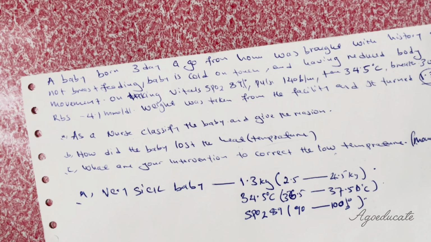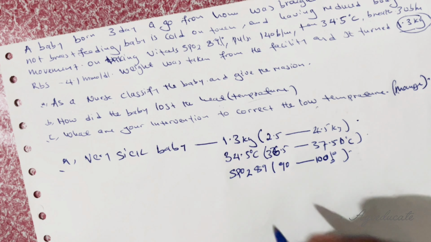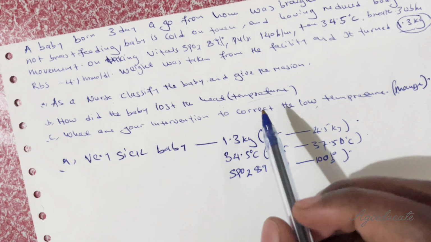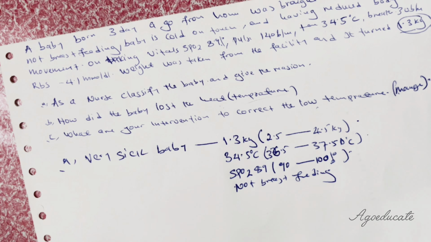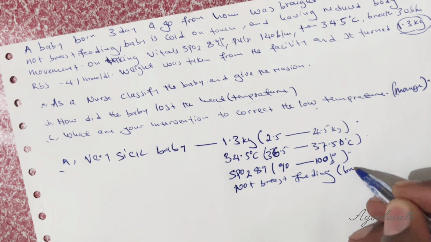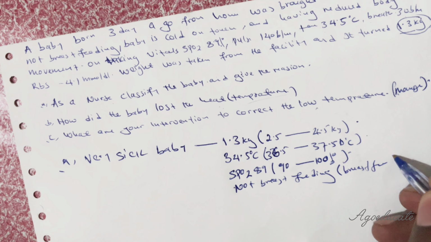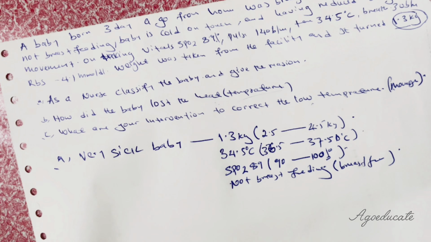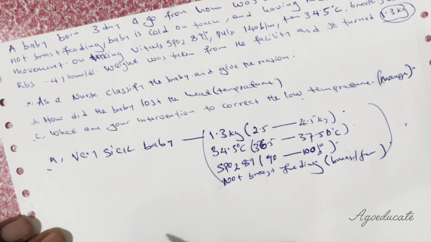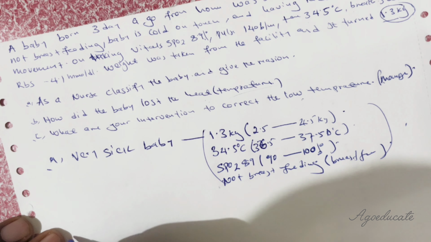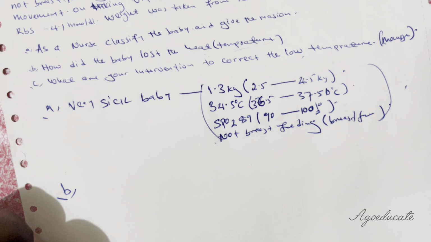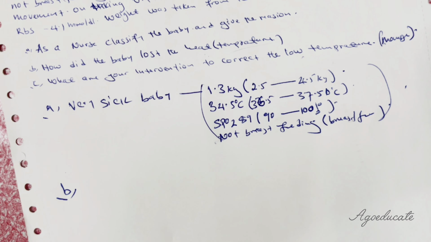And then number 4, from this scenario, the baby is not breastfeeding, which a normal baby has to do. And then the other one, the baby is having reduced movement. Let's go to question B, and that says, how did the baby lose the heat or the temperature? We have 4 ways babies can lose temperature.